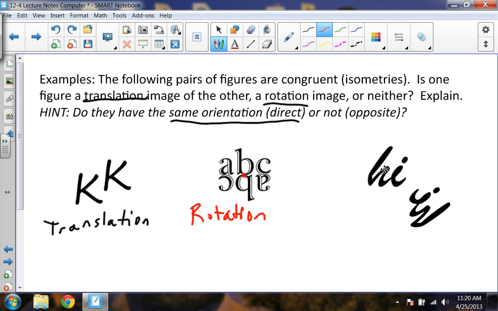Finally, this last one says high and high again. It looks like it's a reflection across this line of some sort. So if it's a reflection, that means a flipped image has different orientation. And that means it is neither a rotation nor a translation. A reflection is its own thing, so is a glide reflection. Different orientation means opposite isometry.